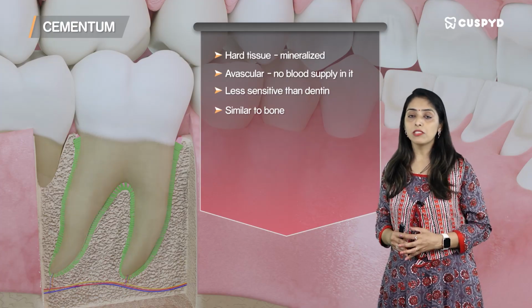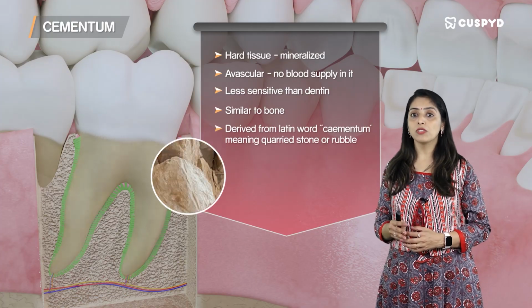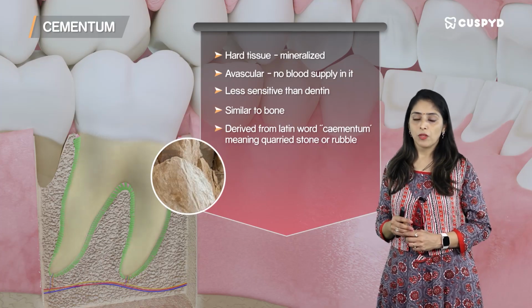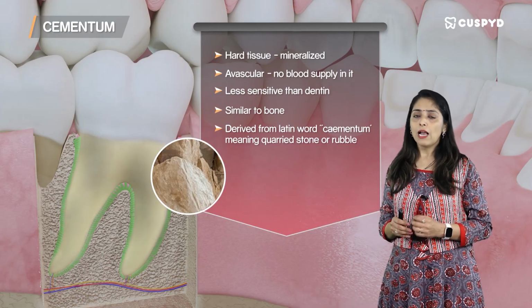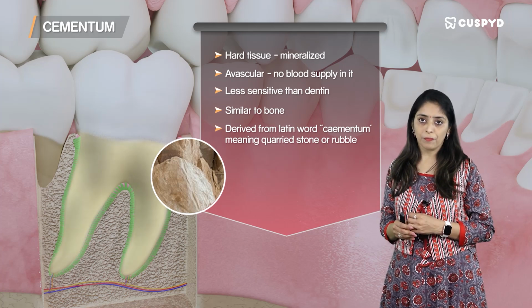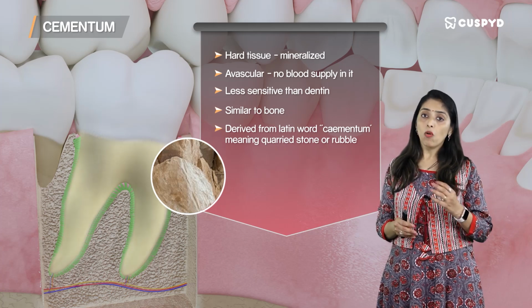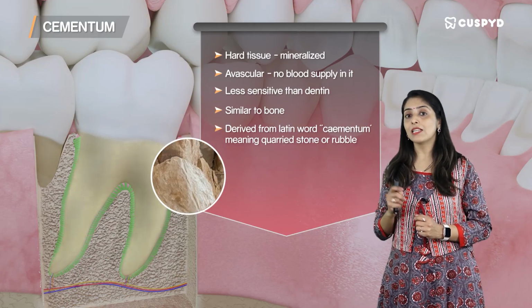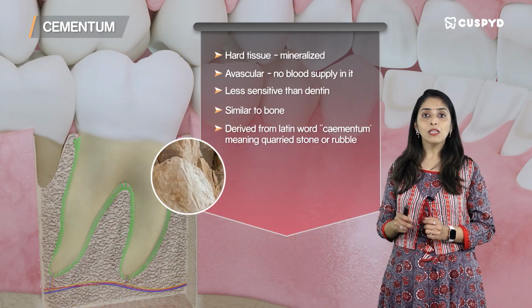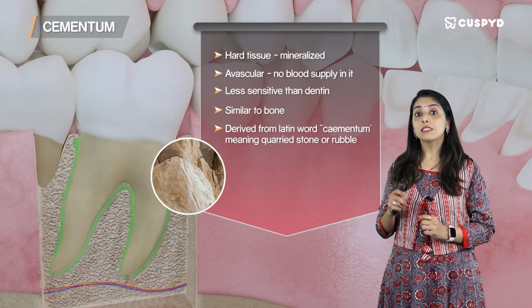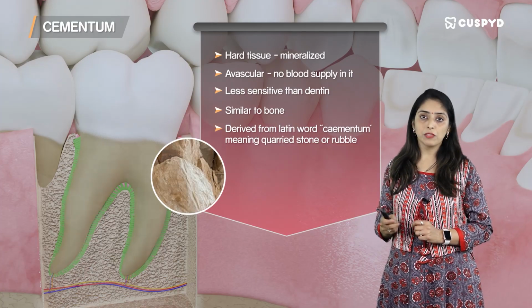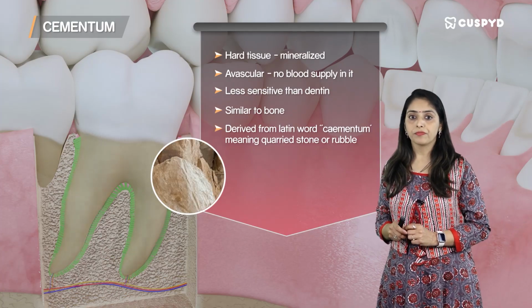The term cementum has been derived from the Latin word cementum, which means quarry stone or rubble. This quarry stone or rubble has a slightly granular texture, and cementum also has a similar granular texture when you compare it with enamel or dentine. That is why cementum is called cementum, derived from the Latin word meaning quarry stone.